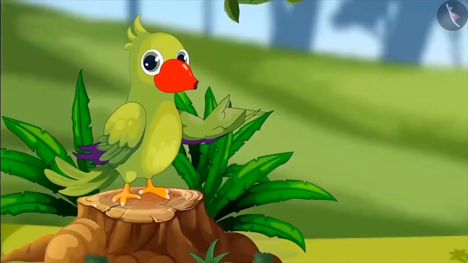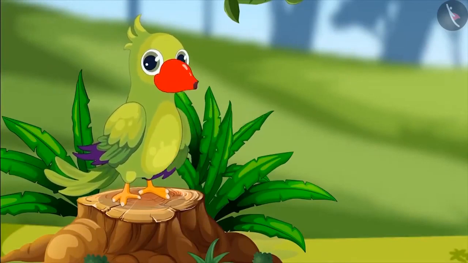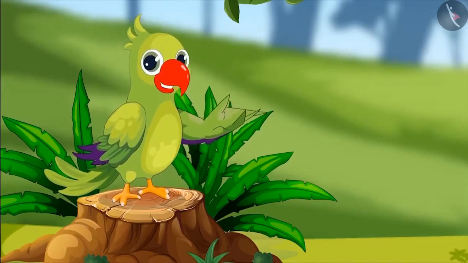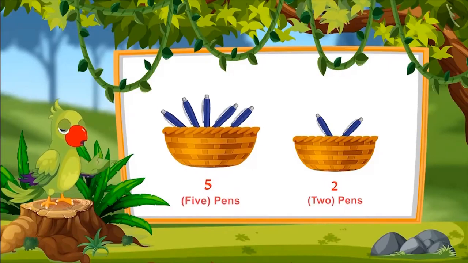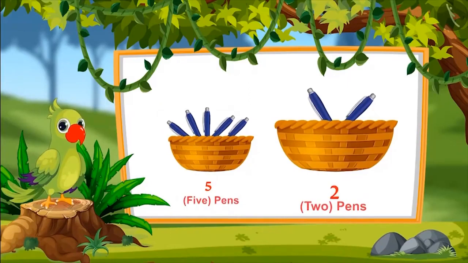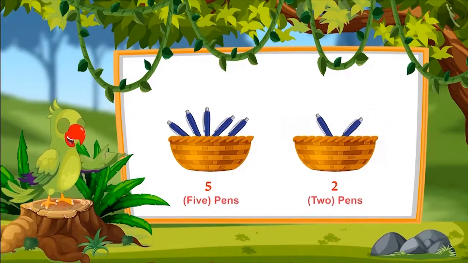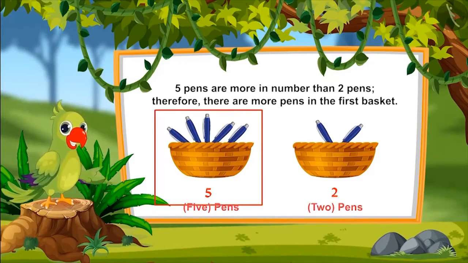So children, in this example, you saw how Pinky compared the number of different animals. Can you also compare the number of things near you like Pinky? Tell me, which basket has more pens? The first basket containing 5 pens or the second containing 2 pens? Absolutely correct. 5 pens are more in number than 2 pens. Therefore, the first basket has more pens.